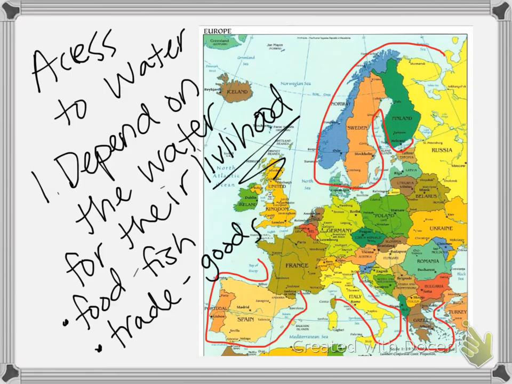So all of that access to water is a very significant thing, mostly because they depend on that for their livelihood, and that includes both food and trade. So that concludes our discussion of Europe being a peninsula today.